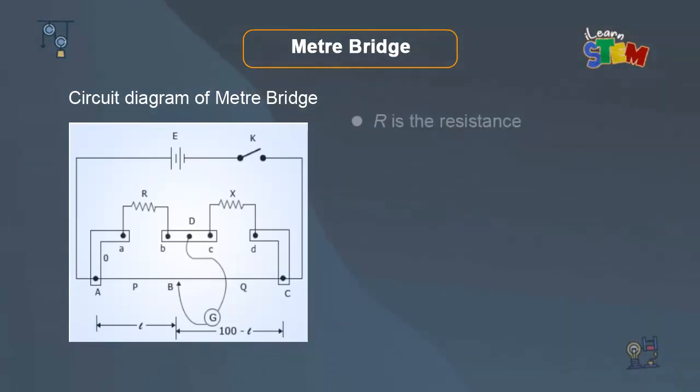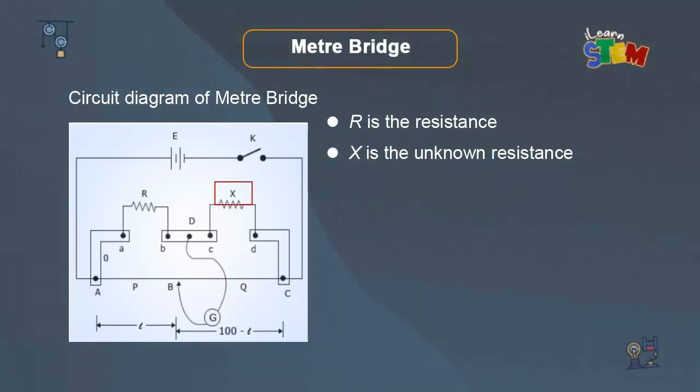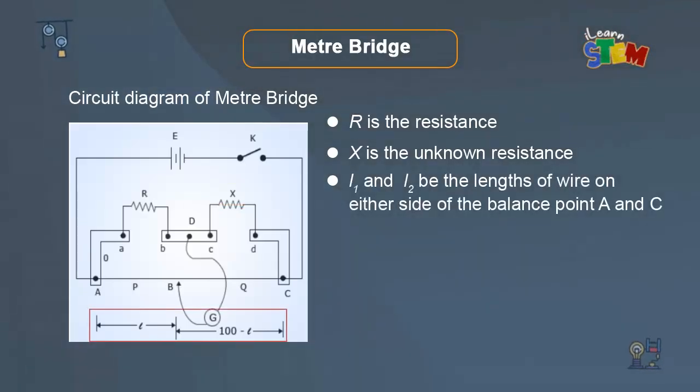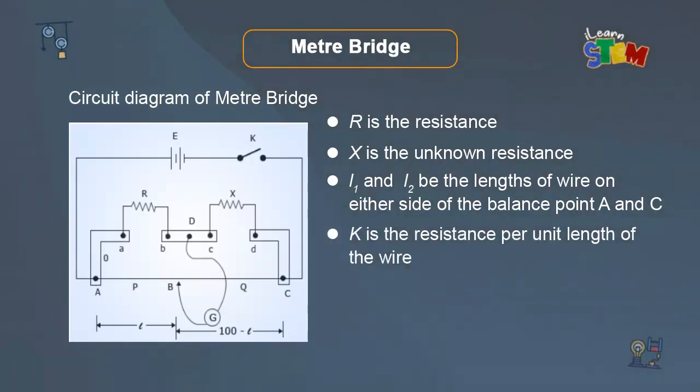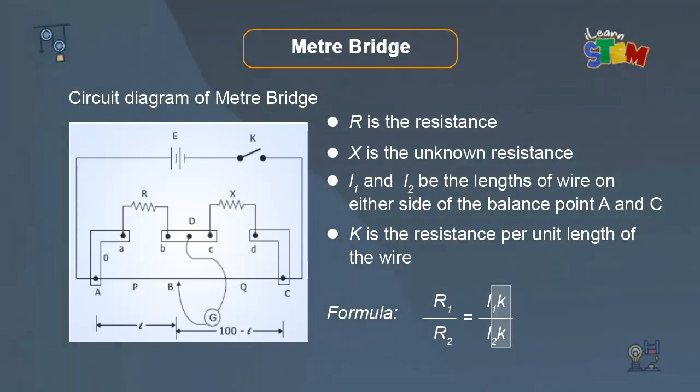Here's the setup. You have a known resistance, let's call it R, measured in ohms. You're trying to find an unknown resistance, which we'll call X. The total length of the wire in the meter bridge is usually 1 meter, or 100 centimeters. And K stands for the resistance per unit length of the wire, in ohms per meter, but that will cancel out in the process. Now, when the meter bridge is balanced, R1 over R2 equals L1 over L2. Since the resistance per unit length, K, is the same throughout the wire, it cancels out. So we don't need to include it in the ratio.